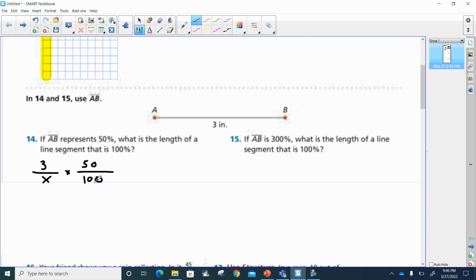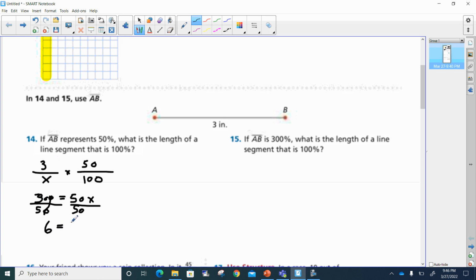So if we solve this, we got 3 times 100, that's 300, has to equal 50x. Remember, when I have a number next to a letter, I got to divide that number away. Whatever I divide from one side, I divide from another. We can get rid of this last zero. Remember, if I got 300 over 50, that's dividing 300 by 50. Now I got 30 divided by 5, and that's going to give me 6.